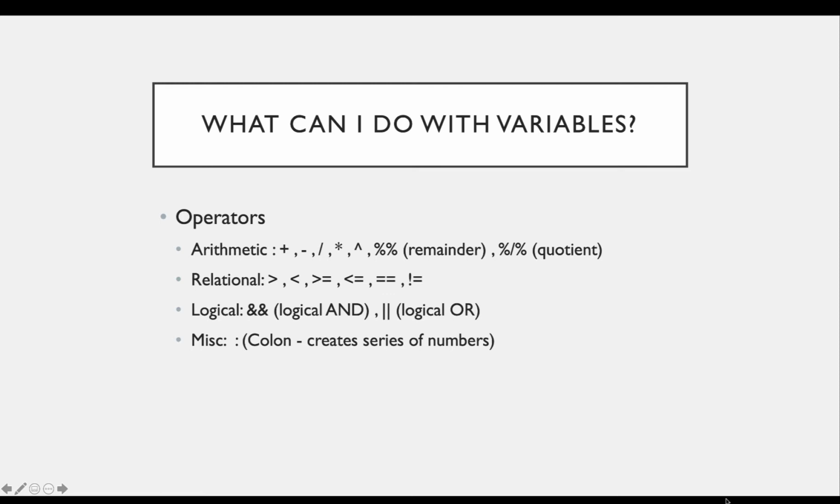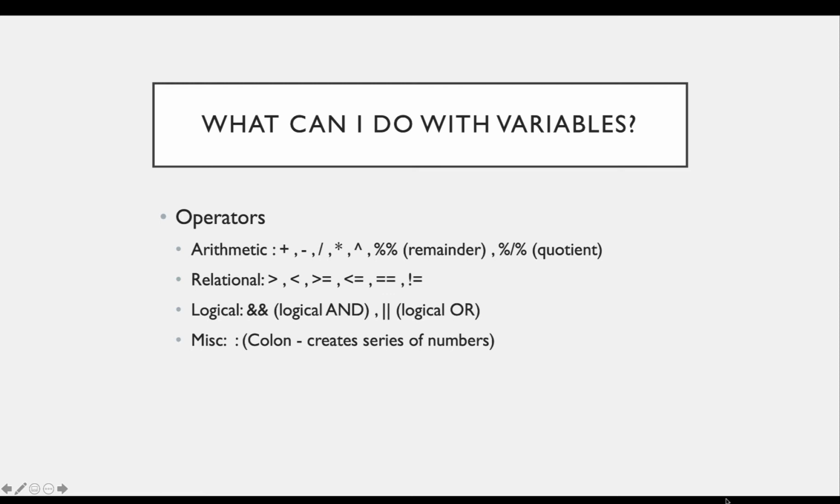And there are a variety of different types of operators that we can use. There are arithmetic operators, relational operators, logical operators, and sometimes miscellaneous operators. Arithmetic operators allow us to perform a variety of arithmetic functions, such as addition, subtraction, division, multiplication, and so forth. Relational operators allow us to compare data that is present in variables, or really allow us to compare variables.